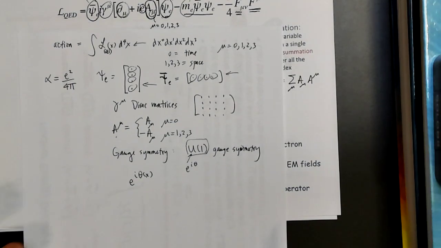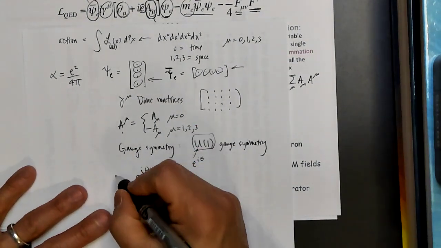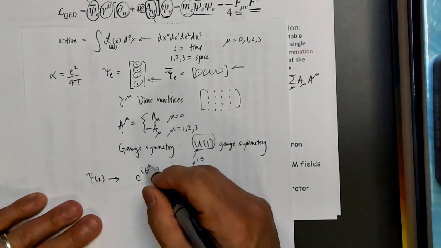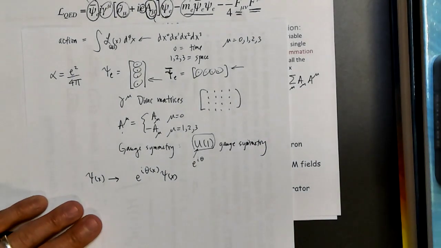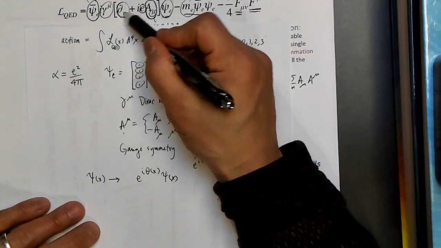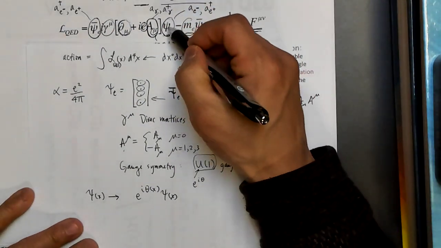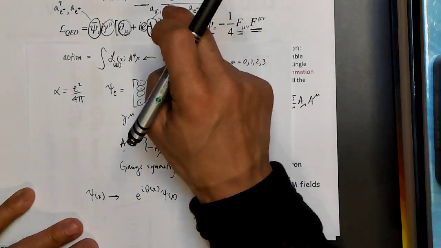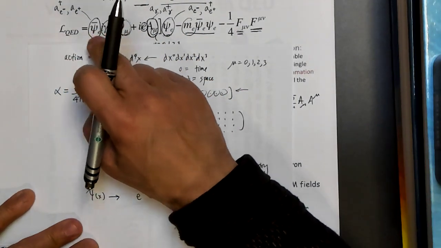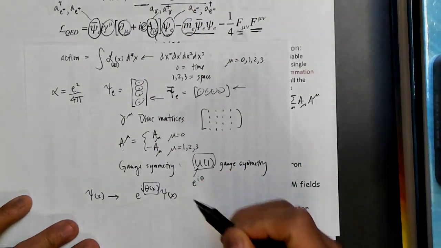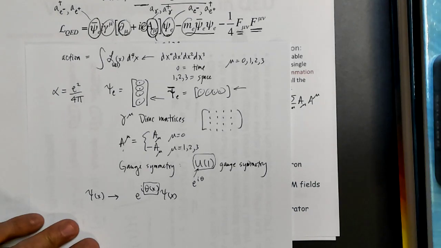Now, in order to make this work, though, the idea is that psi of x will go to this e to the i theta of x psi of x. Now, everything would be fine except for the fact that there's a derivative here that acts on psi. So if I make this transformation, there will be the phase acting on psi, there will be the opposite phase acting on psi bar. They should cancel out, except when the derivative acts on this theta term here, I get an extra annoying term that makes the Lagrangian not stay the same under this gauge symmetry.